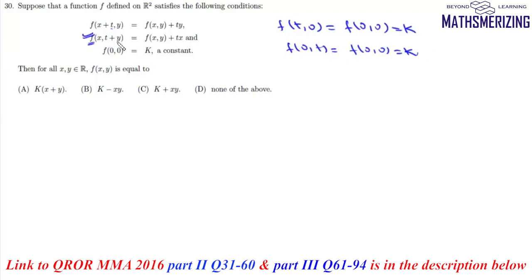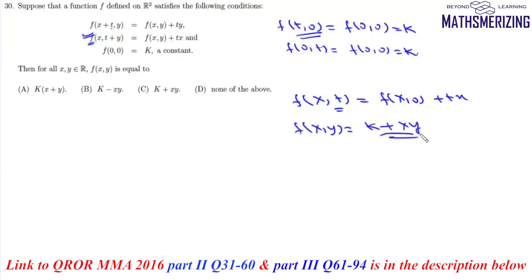Now in this second equation, if we put y as 0, we'll get f of x, t as f of x, 0 plus tx. Now if we replace t with y, we'll get f of x, y. Now what is f of x, 0? f of x, 0 is simply k, so it'll be k and then plus xy. So the answer to this question is option number C.